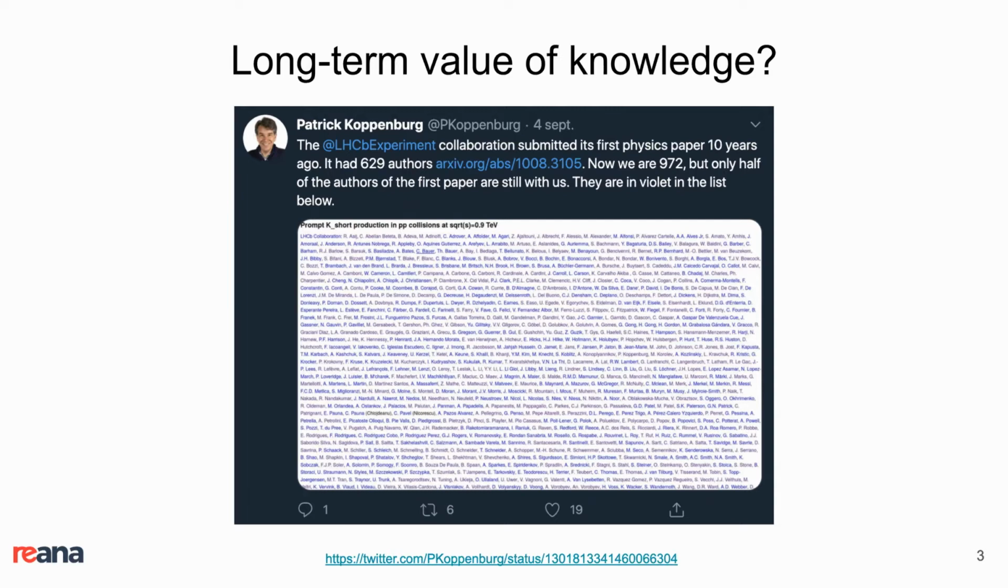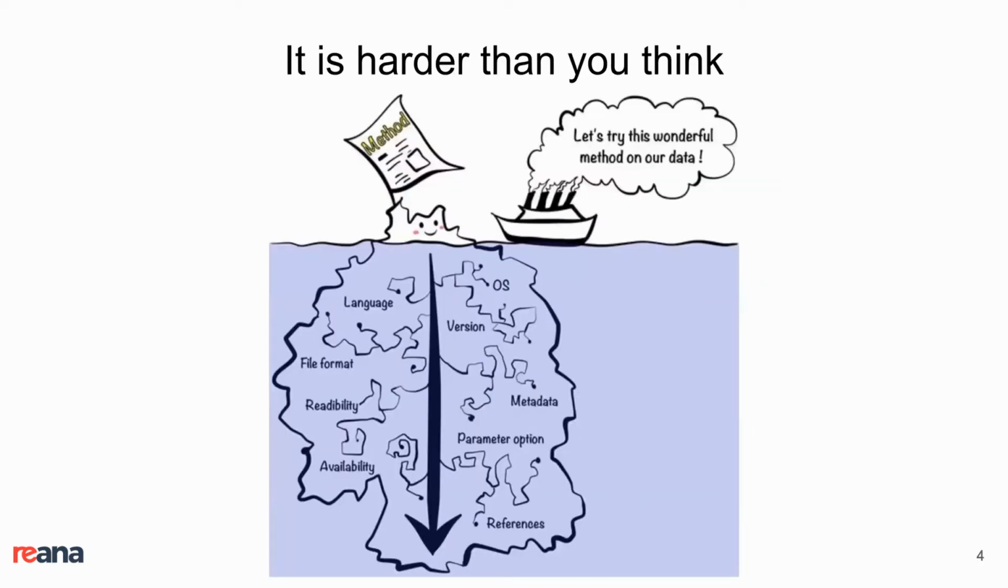This is something that happens at CERN. We have an example here: the first physics paper 10 years ago of the LHCb experiment. From the original author list, half of them are not with us anymore at CERN.